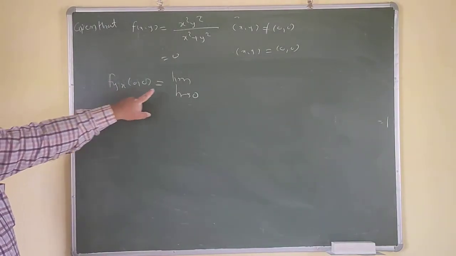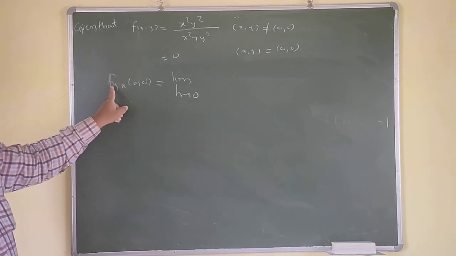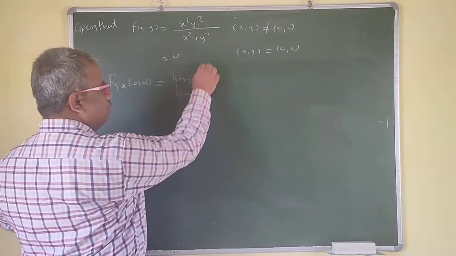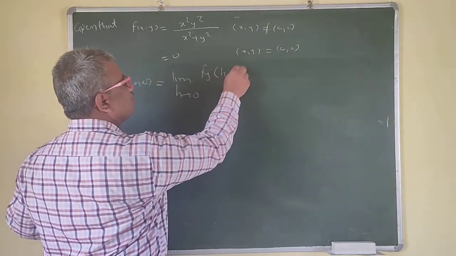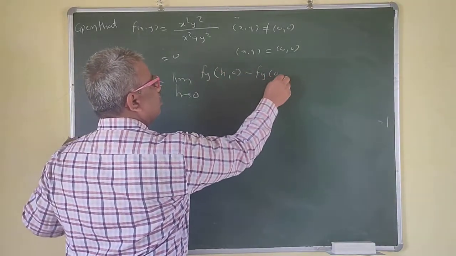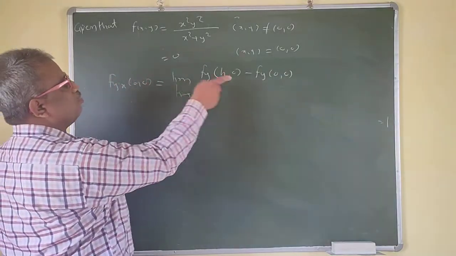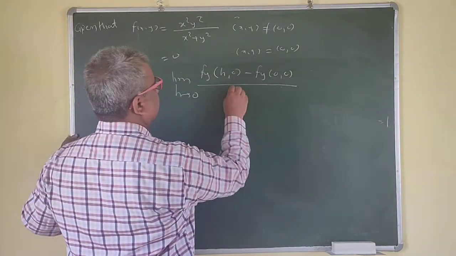That means you have to increase your x coordinate by h, of fy. So fy will be here now. Increase your x coordinate by h. So this is fy(h, 0) minus fy(0, 0), upon h. The same point will be here: (0, 0).